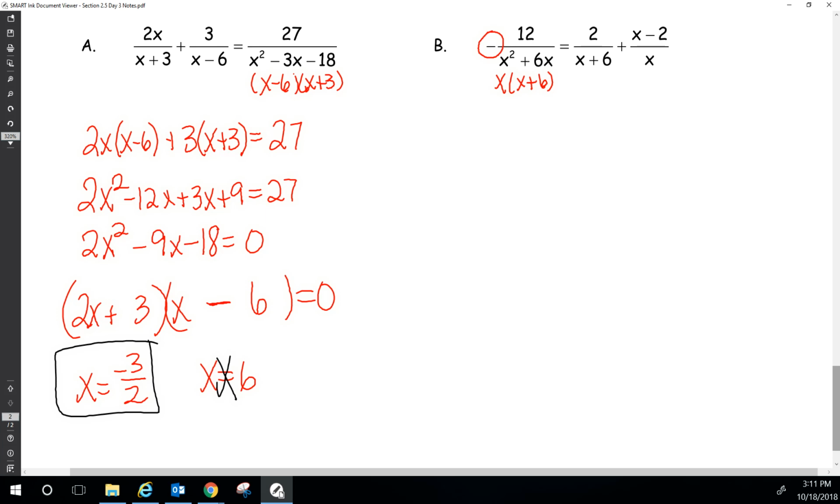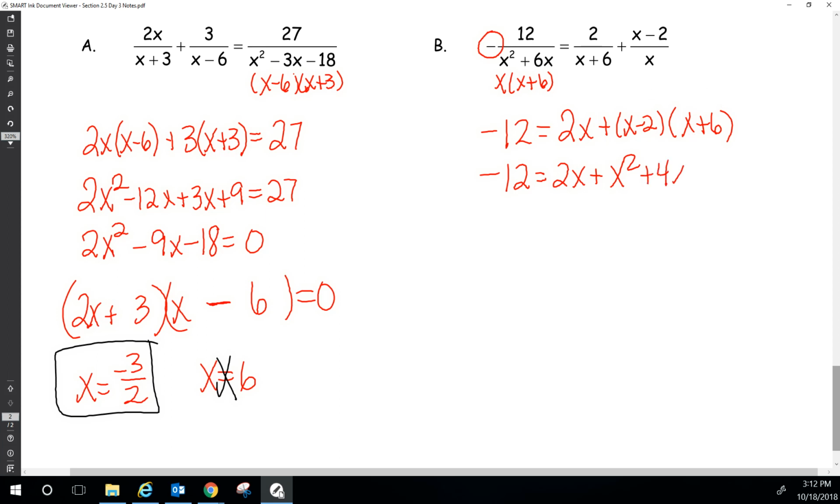When I multiply this equation by it, I just have negative 12. The denominator completely cancels. When I multiply this equation by it, I've got to multiply my numerator times the other guy, which is x. And then this one I've got plus x minus 2. The x will cancel, I need to multiply it times x plus 6. Alright, and then I've got negative 12 is equal to 2x plus x times x is x squared. 6x minus 2x would be 4x. And then negative 2 times 6 is negative 12.